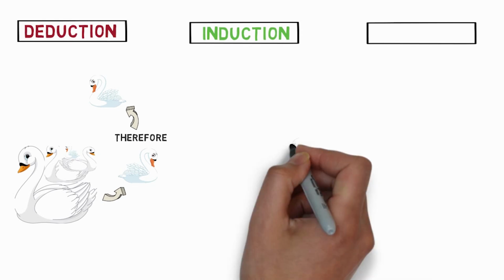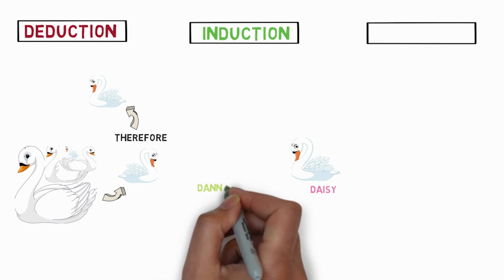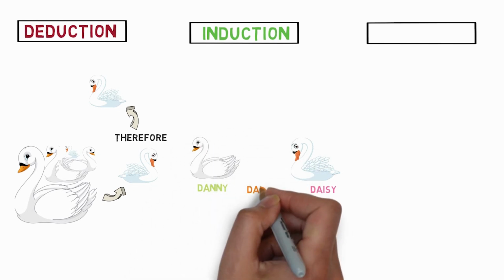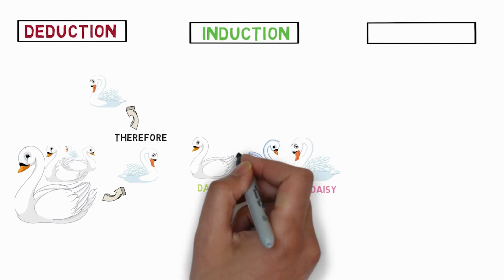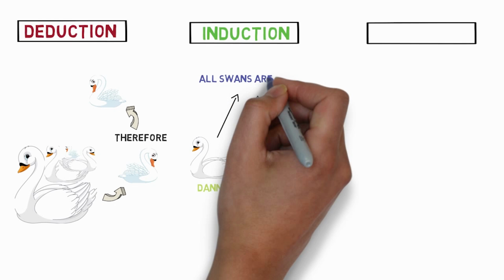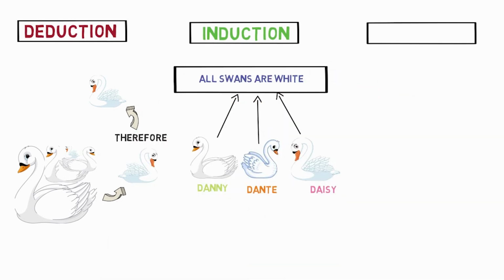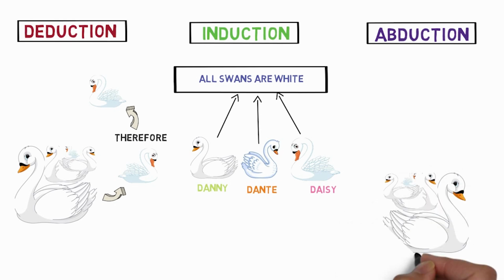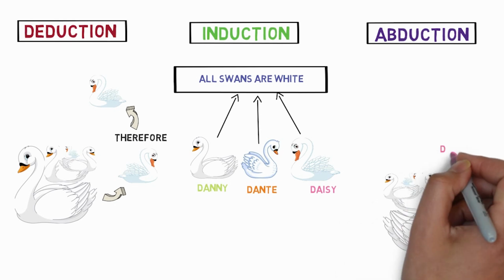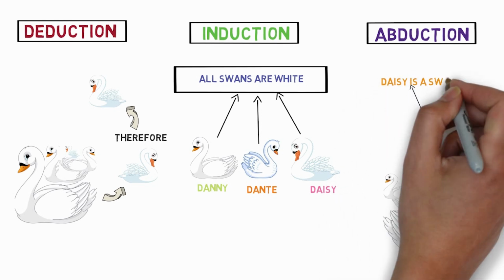If Daisy is a swan and white, similarly we can find that Danny is also a swan and white, and another, Dante, is a swan and white. So now we found that all three birds are swans and white, so we can conclude that all swans are white. This is called induction. Finally, abduction is, if we consider that all swans are white and we found that Daisy is white, then we may conclude that Daisy is a swan.